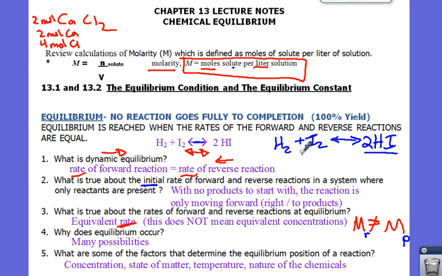Factors that can determine the equilibrium position: concentration's a big one. States of matter, like if something's a solid, liquid, gas, or aqueous, have a huge impact, which we're going to discuss. Temperature, of course. If you heat things up, they're moving around faster, they collide more. Cool them off, they collide less. That changes whether it shifts to the right or to the left.